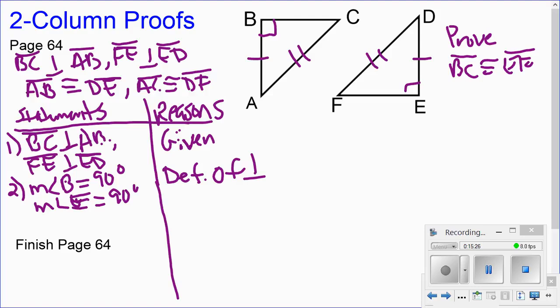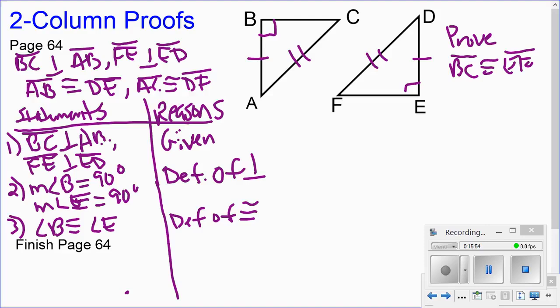So if those angles measure 90 degrees, then they're congruent. So I'm going to say that angle B is congruent to angle E. My reason is the definition of congruent. Okay, so we have angles that are congruent.